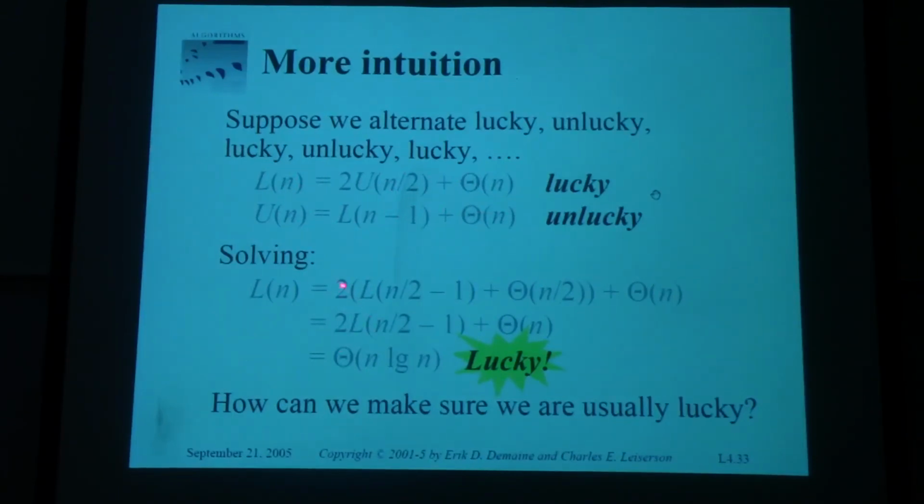So you can see as we do this recurrence, 2 times the lucky plus theta of n over 2 plus theta n. We end up simplifying here, and we still get lucky. So it seems that it's very difficult to really mess up very badly with quicksort. But these are contrived examples. Lucky, unlucky, lucky, unlucky. Max min, max min, max min. Very unlikely, but might give you some insight into some real behaviors.